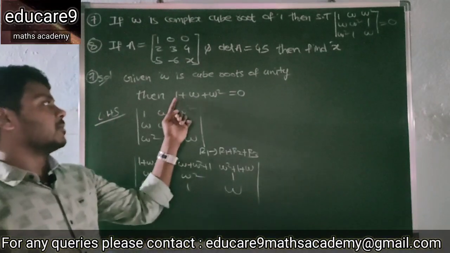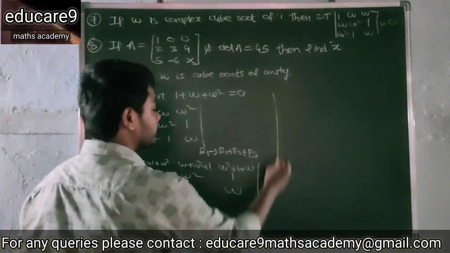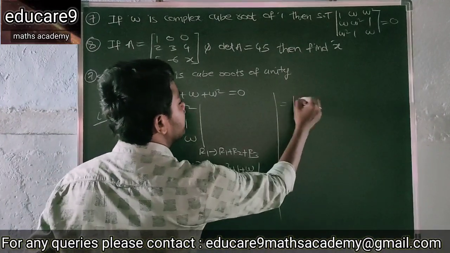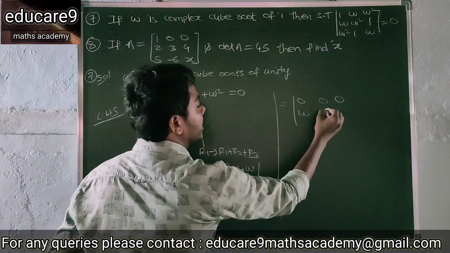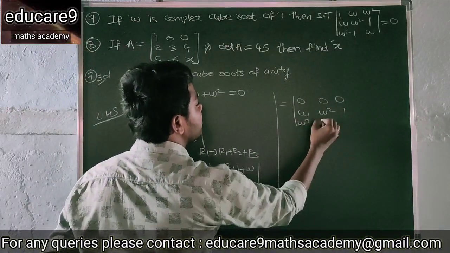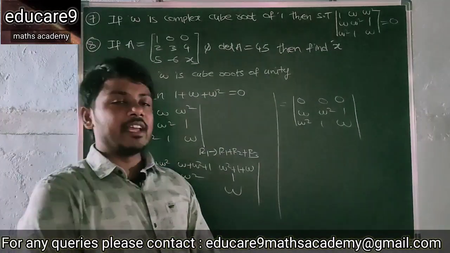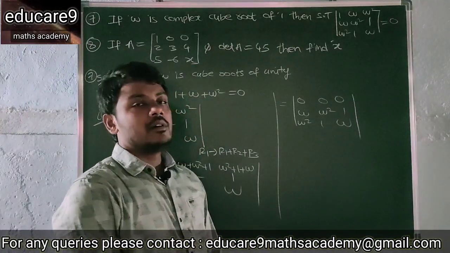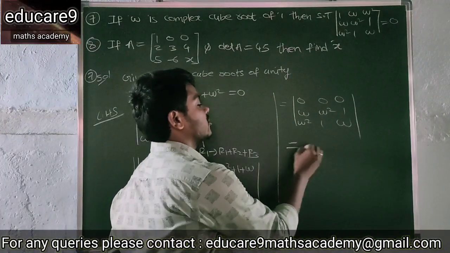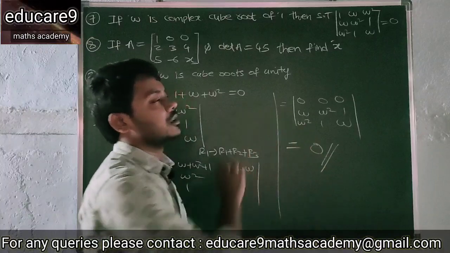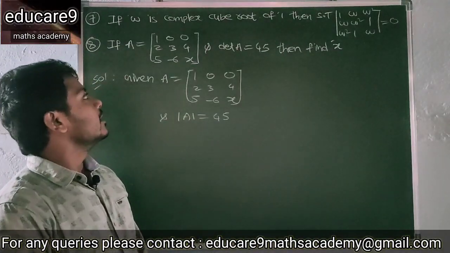So clearly what is 1 plus omega plus omega square value? That is 0. So 0, 0, 0. Next one, omega square 1 omega square 1 omega. So clearly you know that if any row or any column is all zeros, then the determinant value is also 0. So this is the RHS. So see the next one.